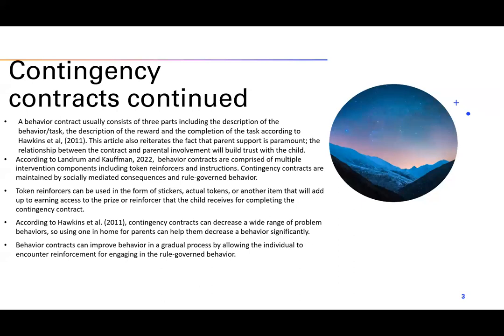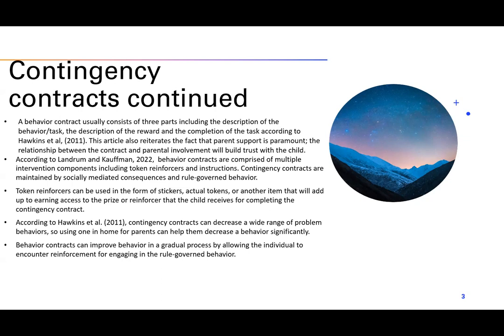And then a behavior contract usually consists of three parts. So the description of the task needs to be stated, the description of the reward for the completion of the task, according to Hawkins et al. 2011. And then the article also reiterates the fact that parental support is paramount. So the relationship between the contract and parent involvement will build the trust with the child. So that's kind of the third component there.